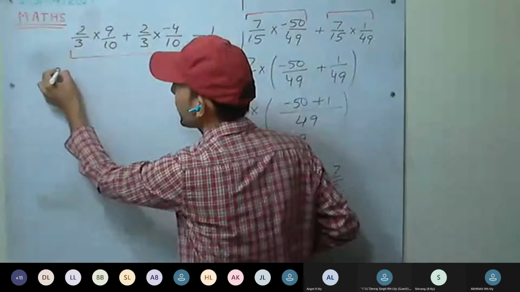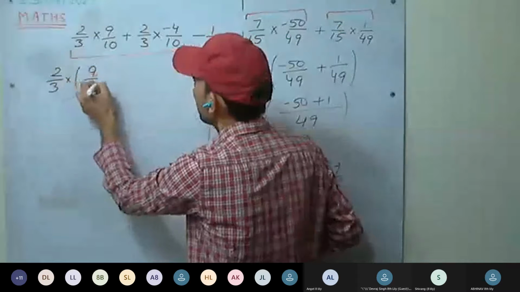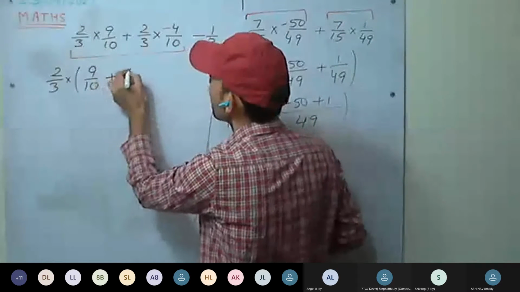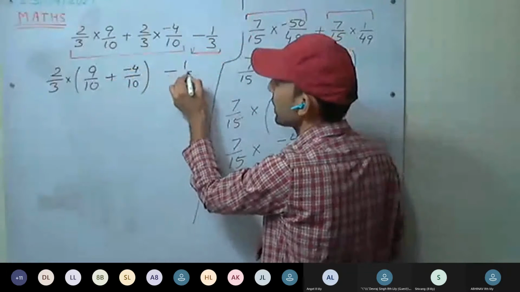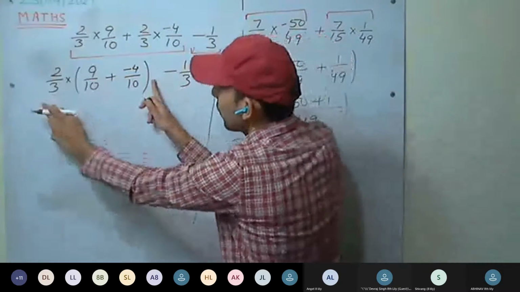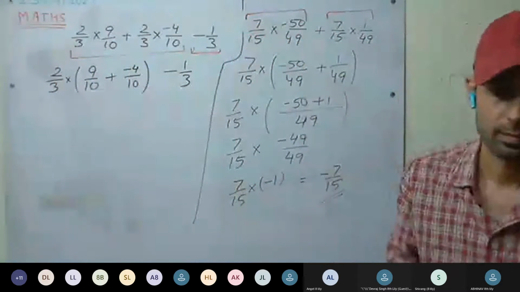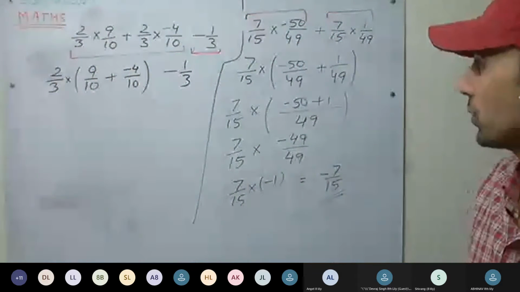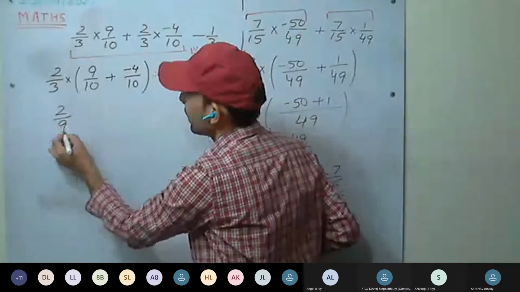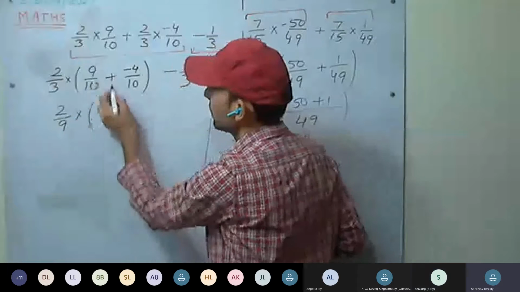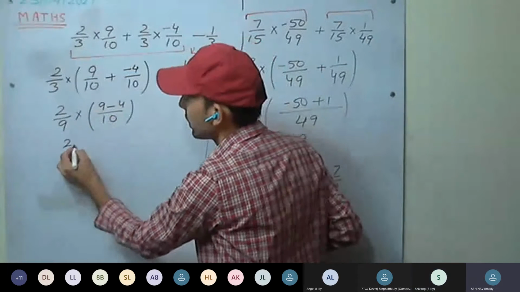So it will be 2/3, we can take out 9/10 plus -4/10. Okay. And here -1/3. So we'll be solving first this one. Understood this one? So it's again very easy. 2/9 into 10, 9 minus 4.